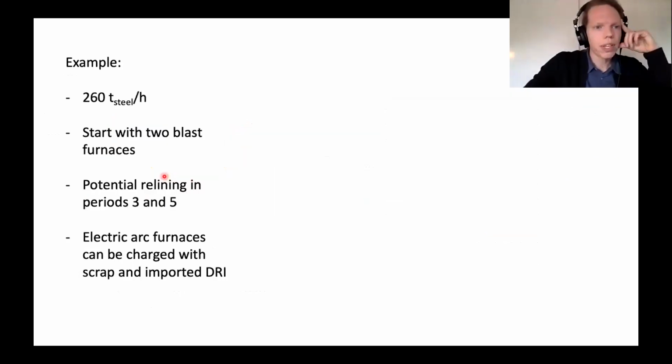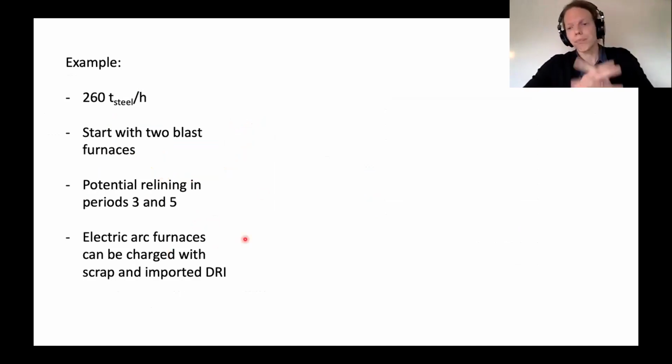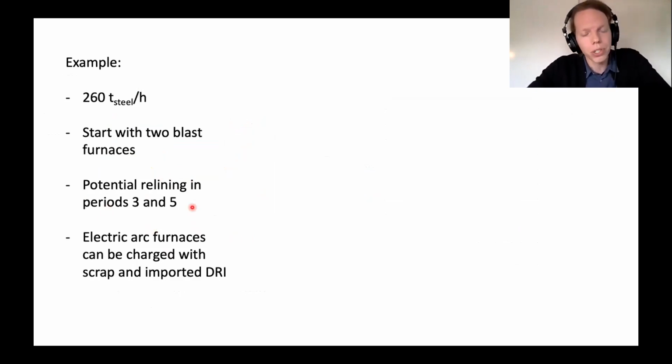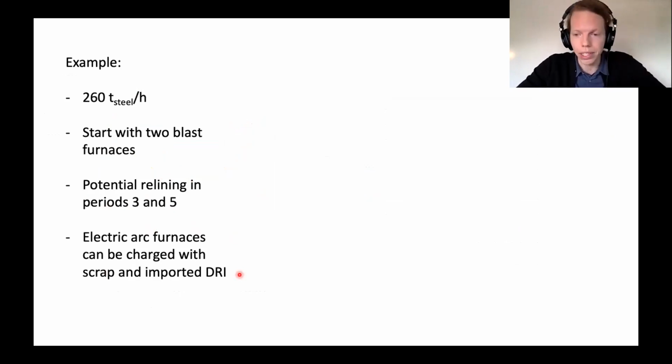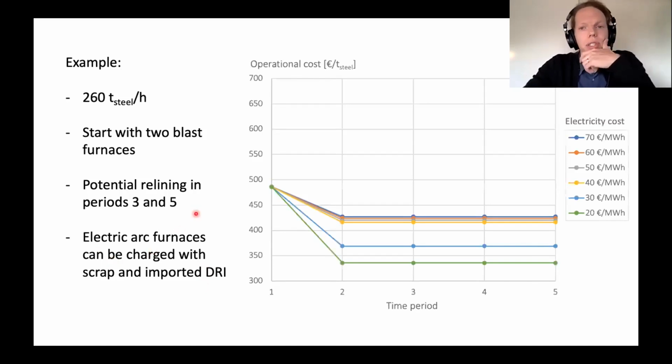So, if I briefly give another example here, if we give more freedom to the model, that is to say, instead of forcing this decommissioning of blast furnaces, we give the opportunity of relining them at a certain cost after 10 and 20 years. And then we also give the option of charging electric arc furnaces with steel scrap bought from the market, and also DRI that is imported. So I limit the amount of imported scrap to 150 tons per hour. And then we get this sort of solution.